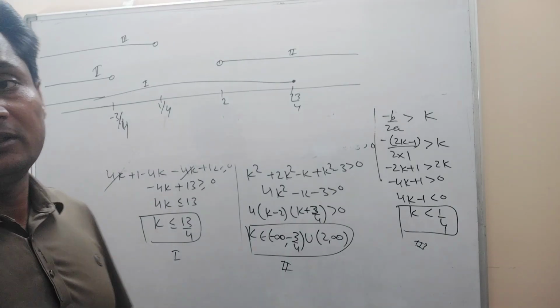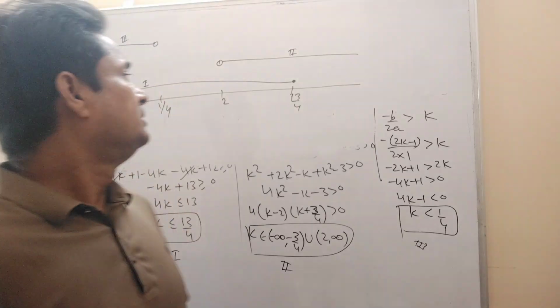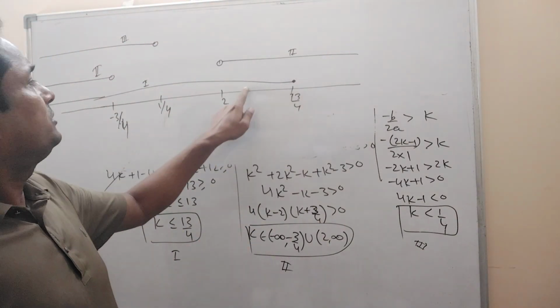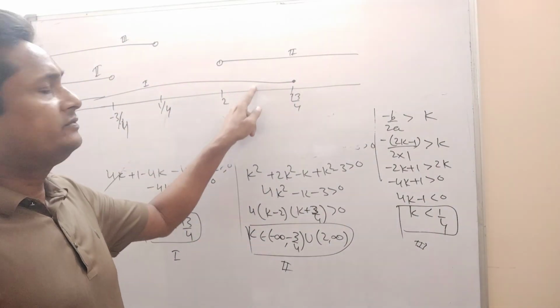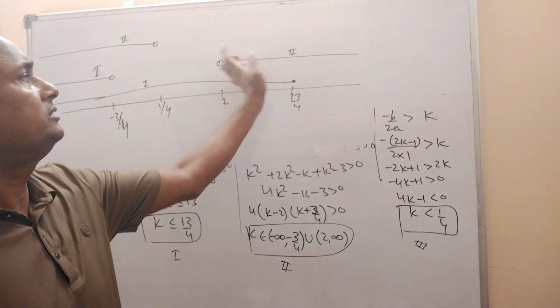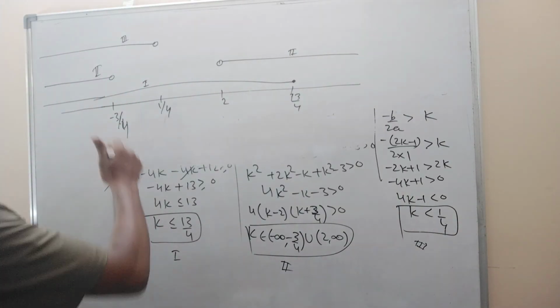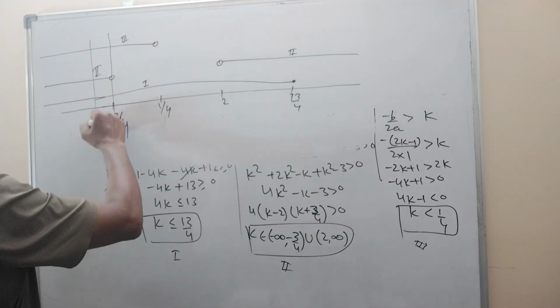Now we have to take intersection between all these three cases. Case 1, case 2, case 3. So here there are two lines present only, second and first. Not all three. So there is no intersection this side. Here there is no intersection. Here there is no intersection. Only intersection is what? This side.